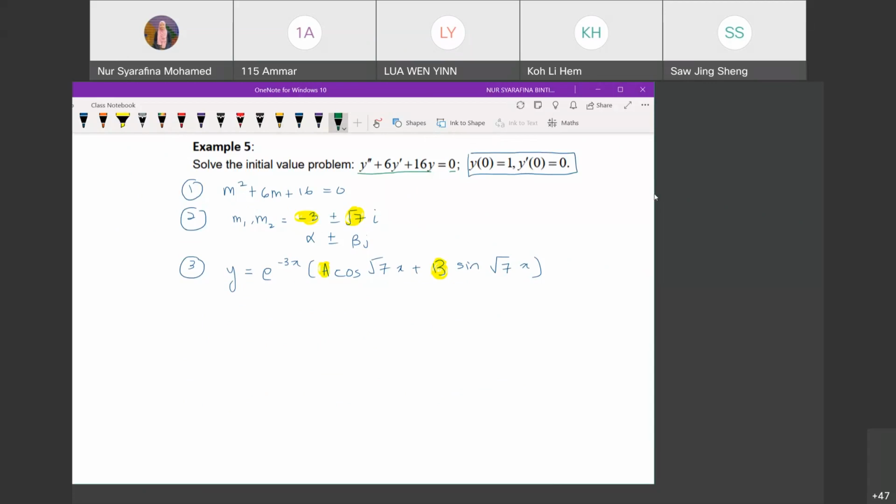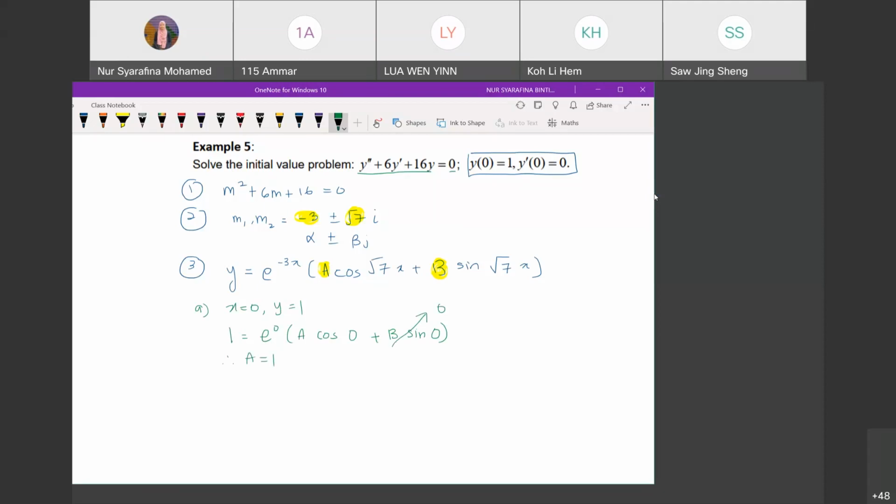So for the first condition, when x equals 0, y equals 1. Just substitute here. This is 1, this is e to the power of 0, this is A cos 0 plus B sine 0. Sine 0 is 0. Then you find A equals 1.